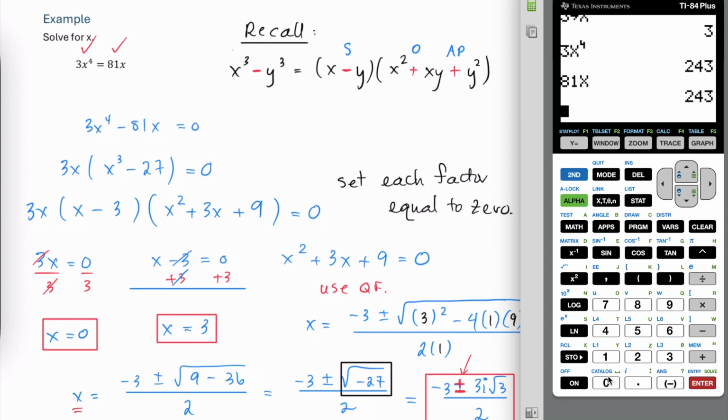We can see pretty easily that when I store 0 into x, that's going to work. On both the left-hand side and the right-hand side, the output is going to be 0. So we see 81x on the right also equals 0. So our 4 solutions did actually work. Again, we were expecting 4 solutions to this 4th degree polynomial, none of them being extraneous.